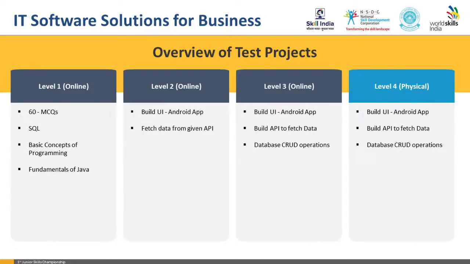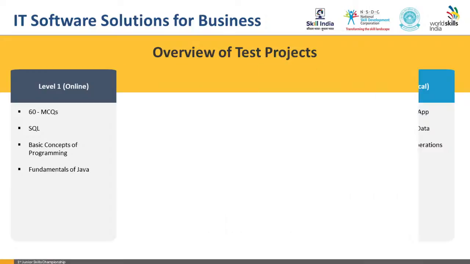Now, let me take you to the details of how JuniorSkills Championship is divided in different rounds and the details of each of these rounds. The complexity of test project will be increased with different competition levels. Round 1 or level 1 is a qualifying round.